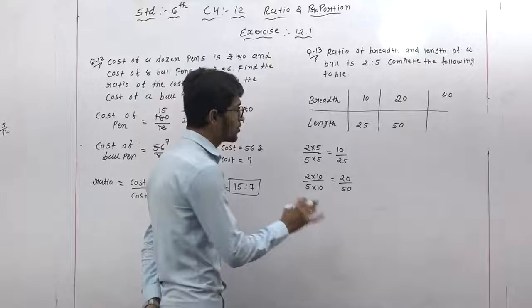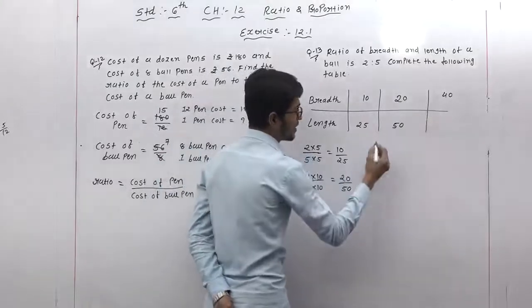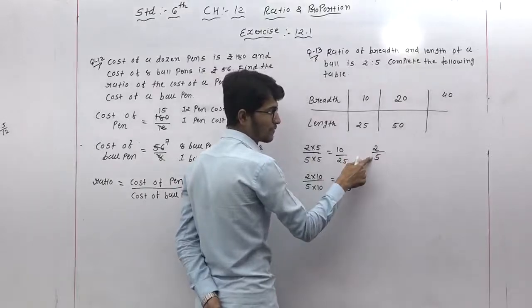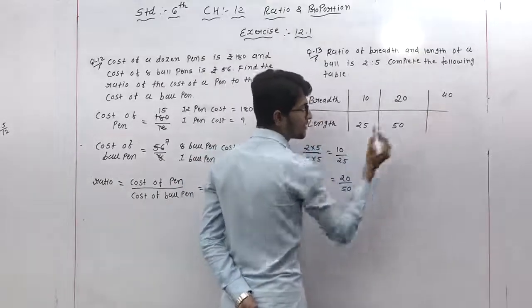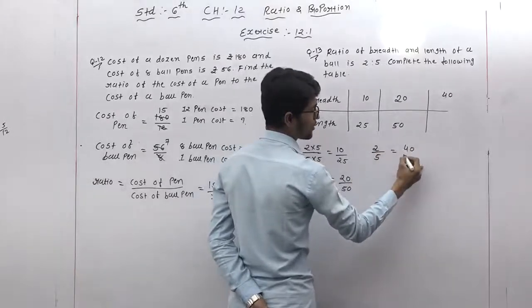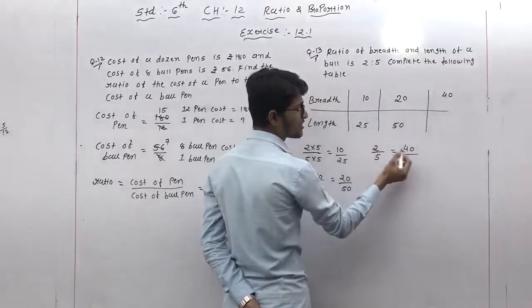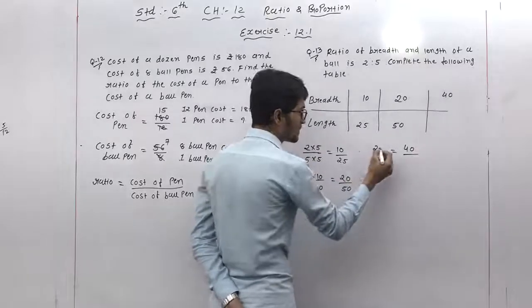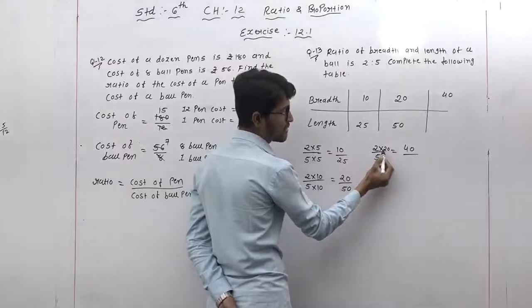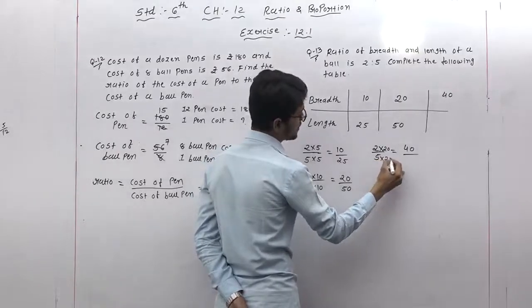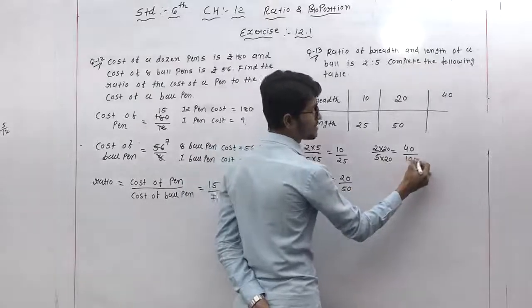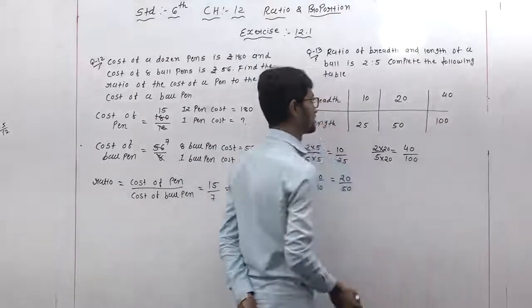Understand? If you do not understand, see this one. Again we have to write. So our ratio is 2:5, it means 2 by 5. Now the numerator is 40. So this one is our numerator. The numerator is 40. So 2 is multiplied by which number to get the answer 40? So 2 multiplied by 20 gives 40. So that's why it is multiplied by 20. So again the denominator is multiplied by 20, and 5 multiplied by 20 means 100. So here our answer is 100.